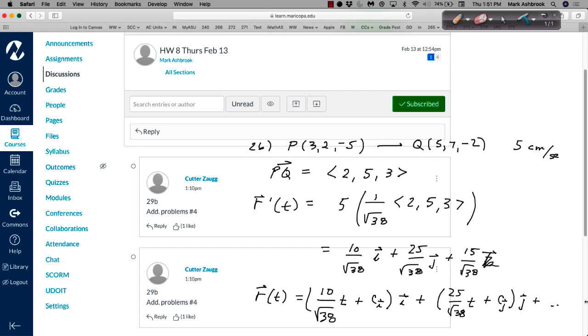Okay, so that's going to be self-explanatory, it'd be the same. Now the question is, what's this constant? So what do we want? We want it so that it says it starts at point 3, 2, negative 5. So that means at t equals 0, what do we want? At t equals 0, we want the x-coordinate to be 3. So what do we make this constant so that when you plug in t equals 0, you get 3? So it's going to be 3. You see that?